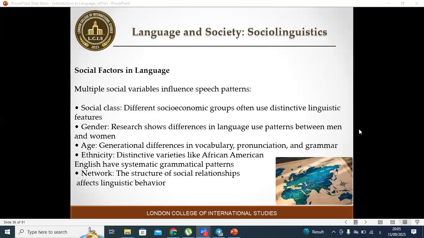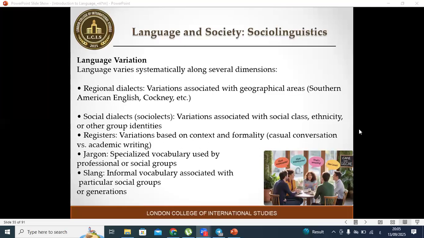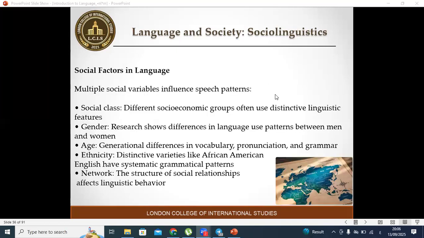Registers, variations based on context and formality, casual conversation versus academic writing. Jargon, specialized vocabulary used by professional or social groups. Slang, informal vocabulary associated with particular social groups or generations. Slang, which means اللهجة العامية.